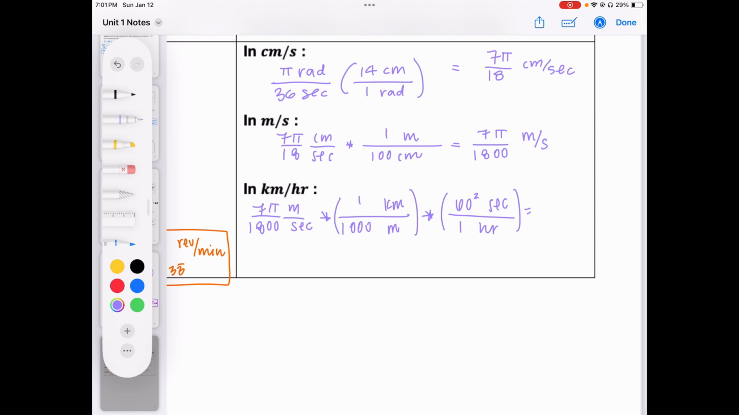Okay. And we are going to get a decimal. It's very small. That suggests that this gear is not doing any sort of heavy machinery work, probably. It's definitely not moving your car. And we get 0.0439823 kilometers per hour.